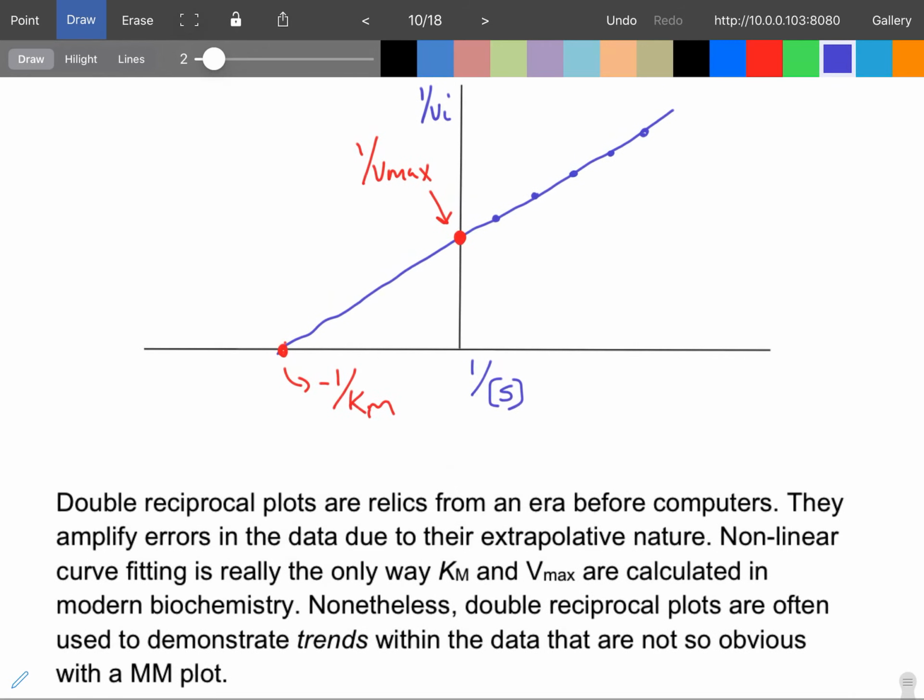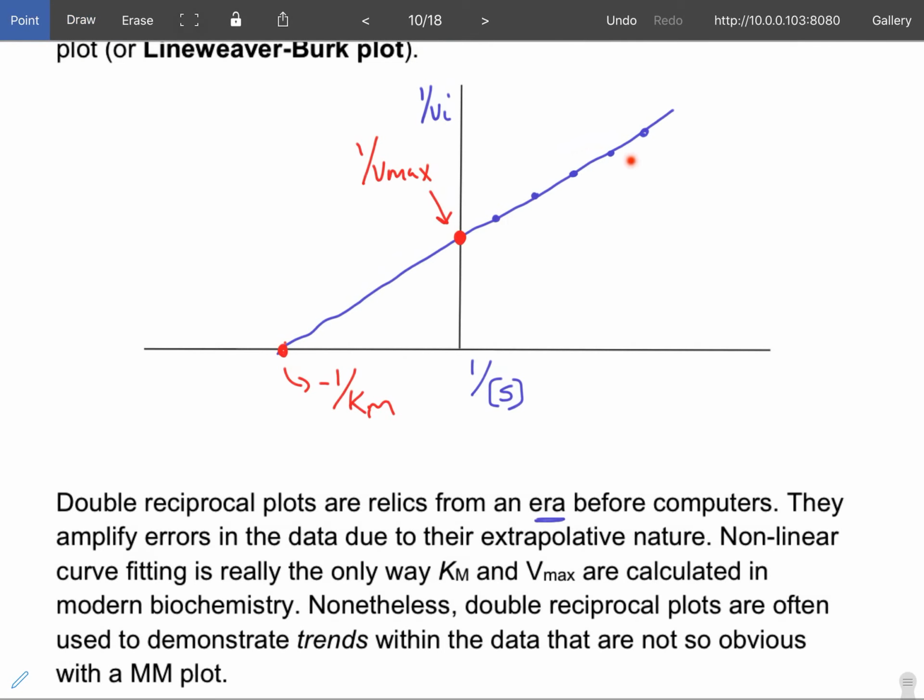This is actually a relic from an era long ago when, like I said, they would use graph paper and rulers and things like that. It's actually not the most reliable way to determine these values because, for example, you have data up here and you're trying to get a parameter way over here, right? So small errors here can be magnified into large errors down here, and so that extrapolative nature causes this to be very error prone. So we don't really use this to determine Km and Vmax. We use those nonlinear curve fitting programs.